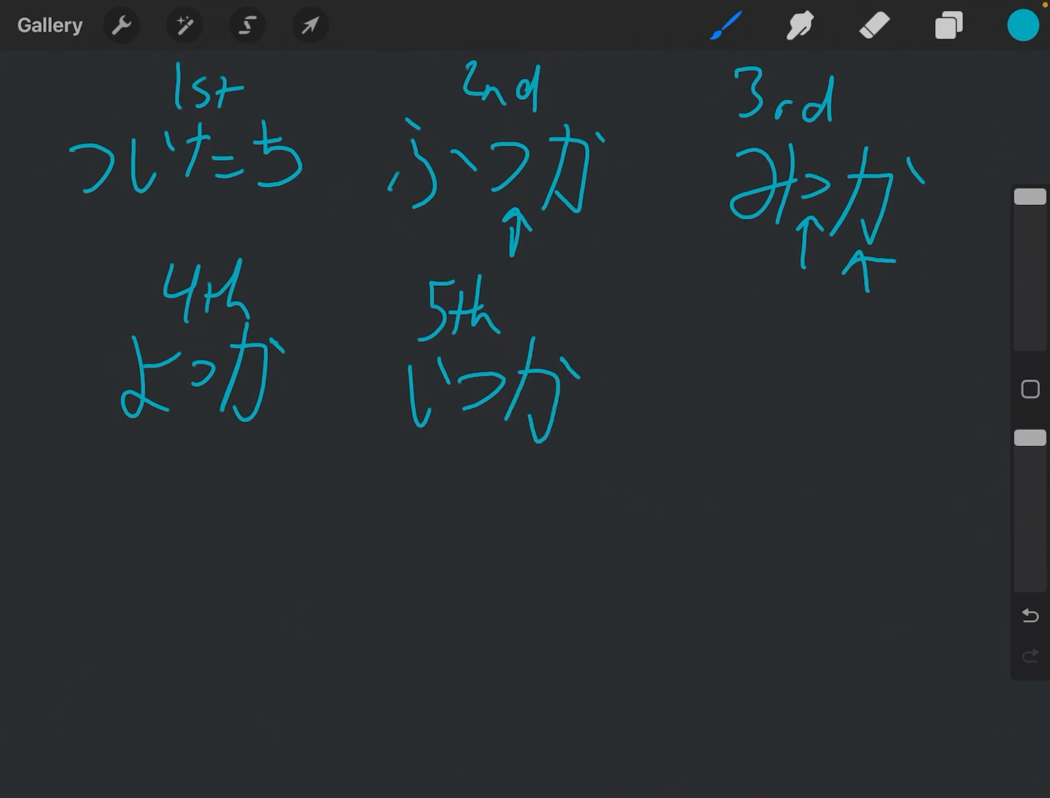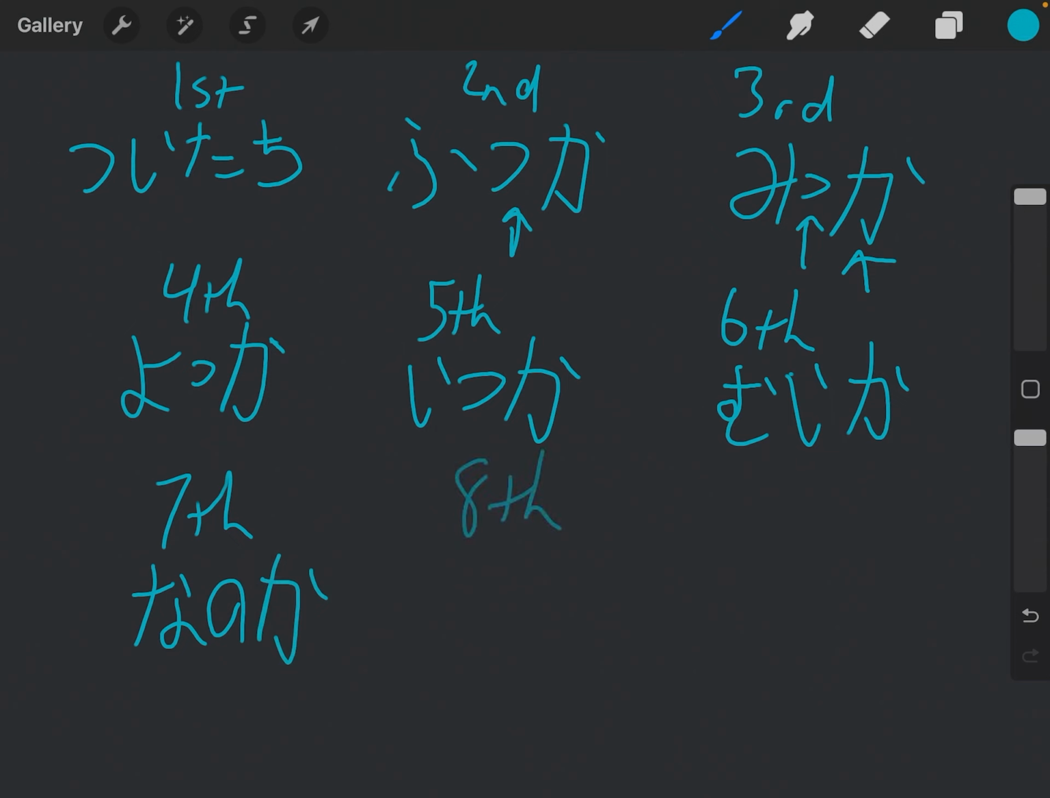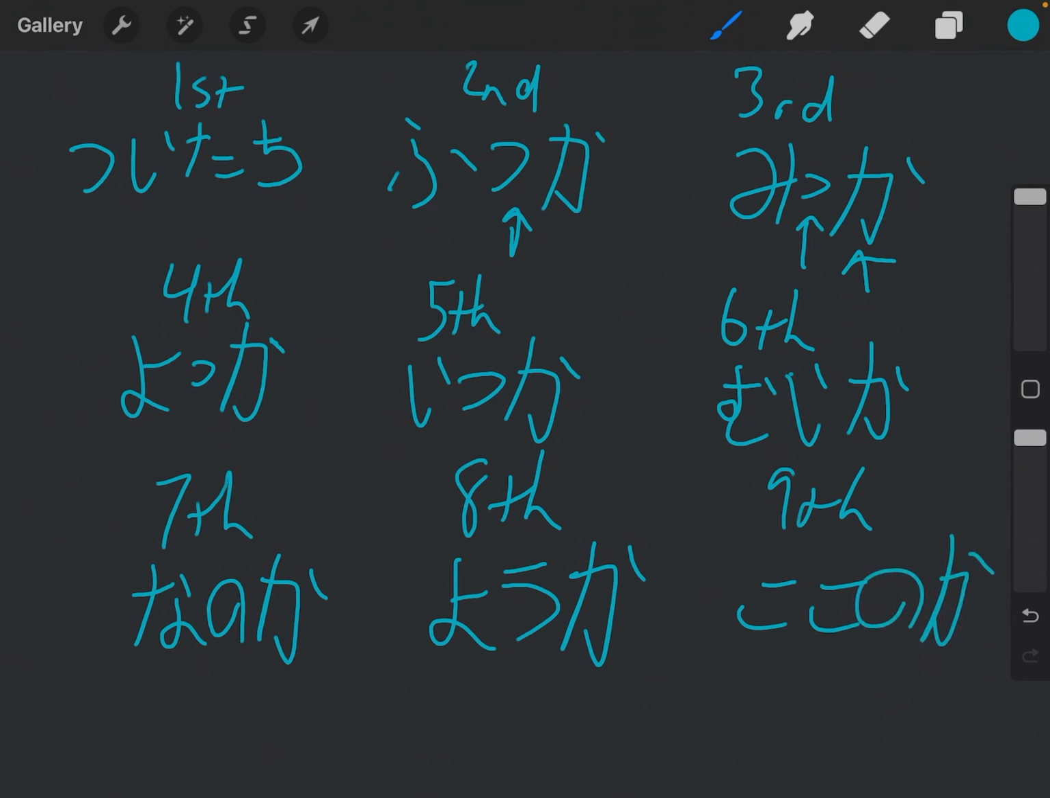The fifth is definitely a very confusing one, itsuka. I personally don't like the fifth. It's one of the hardest ones to remember. Okay, the sixth is muika. The seventh is nanoka. The eighth is also a little bit confusing because it sounds like the fourth, but if you remember one or the other, it should be easy. It's yoka. The ninth is kokonoka. And then the 10th is toka.